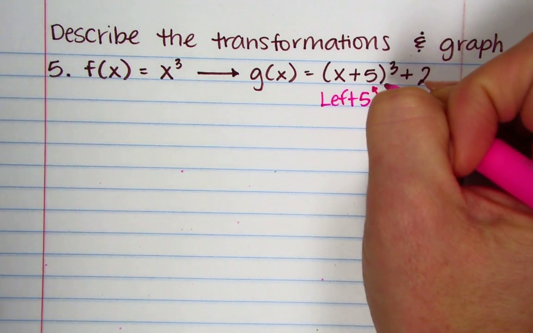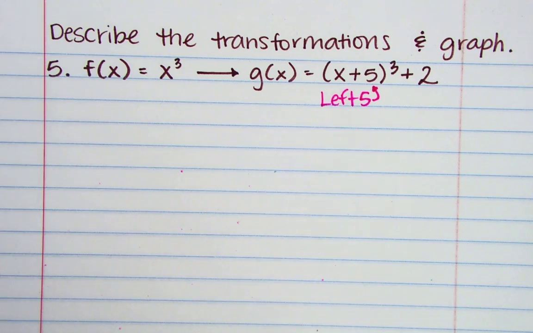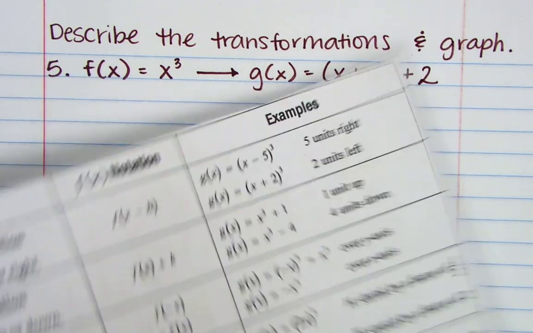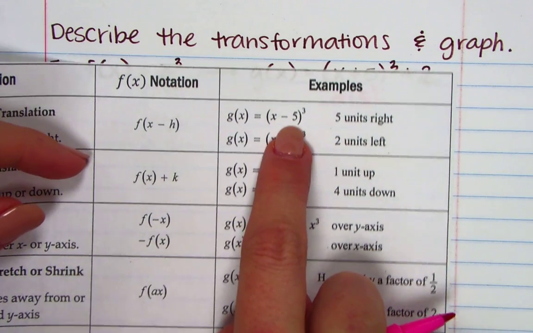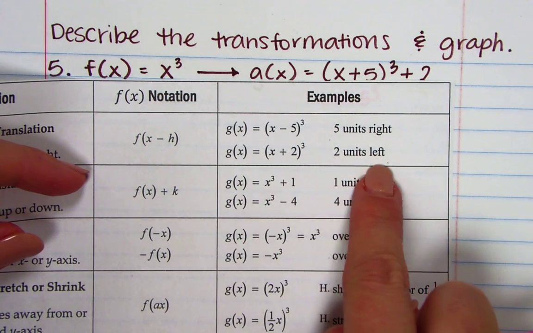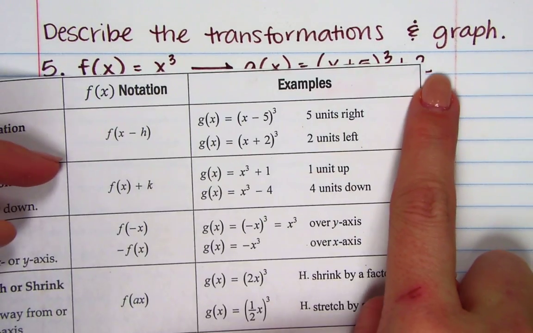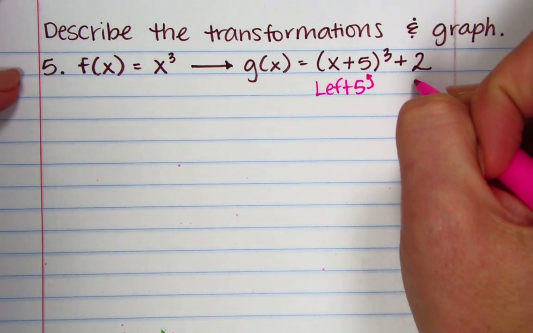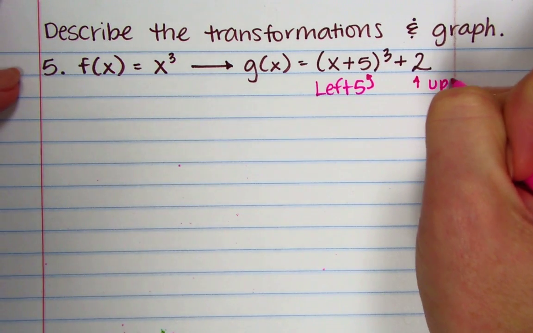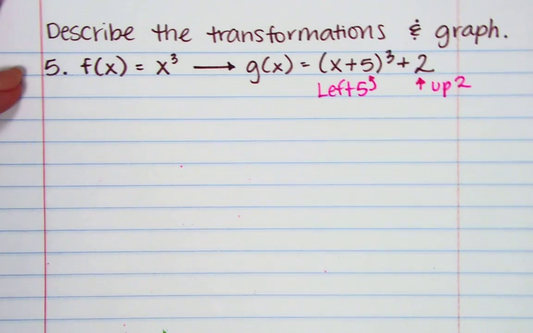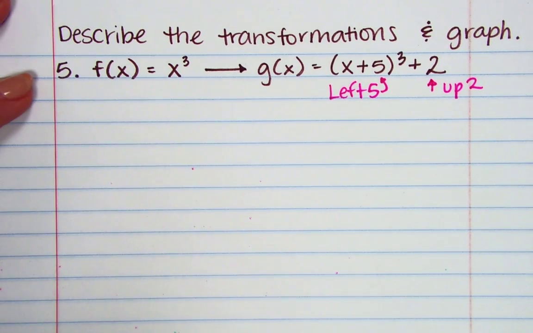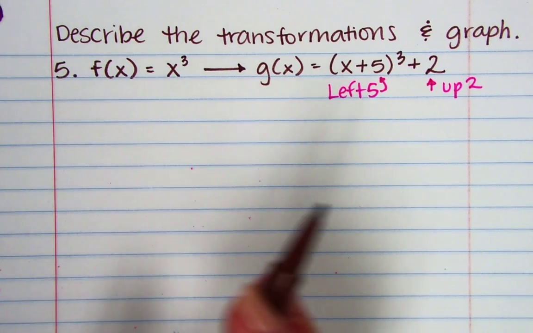That's inside. And again, if you don't remember, you can always check it on your little chart. Inside, minus 5 is right 5. Plus is left. Then outside, up is plus, so that's up 2. This one we're going to graph pretty rigorously.